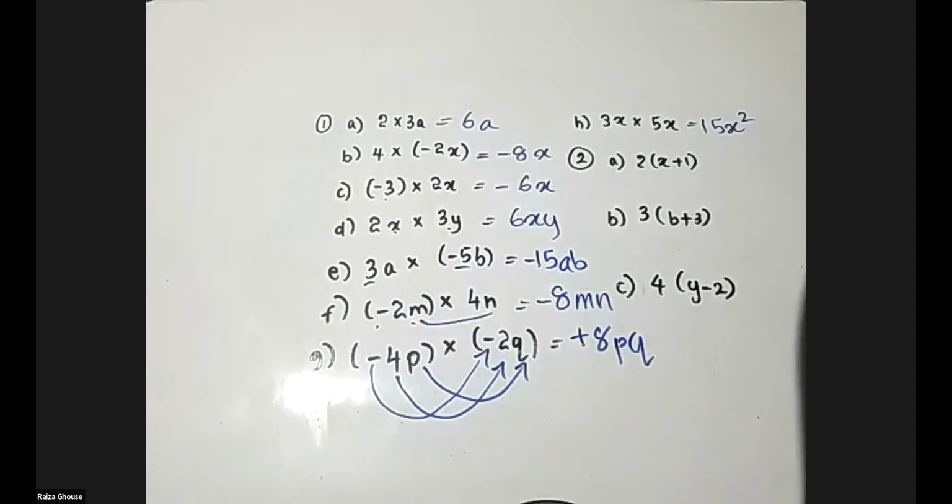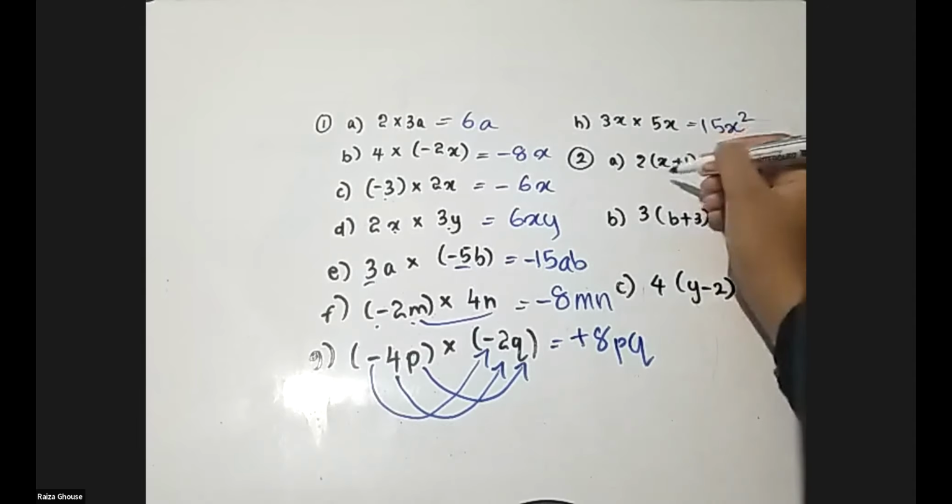Expand the following algebraic expression. Children, make sure review means your past things. You have to do this correctly, accurately, right? Expanding the expressions means removing the bracket. Now look at the board. I'm going to remove the bracket.